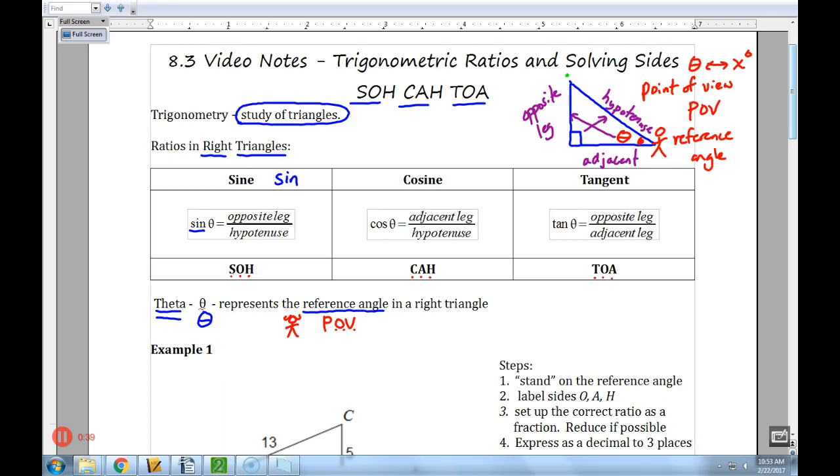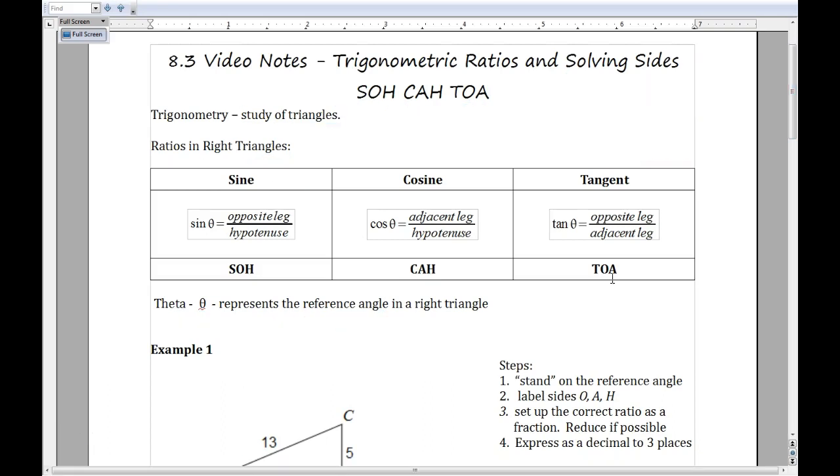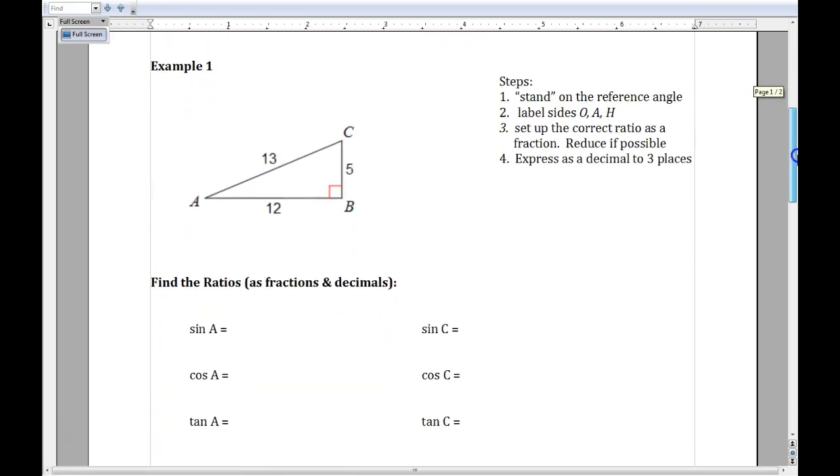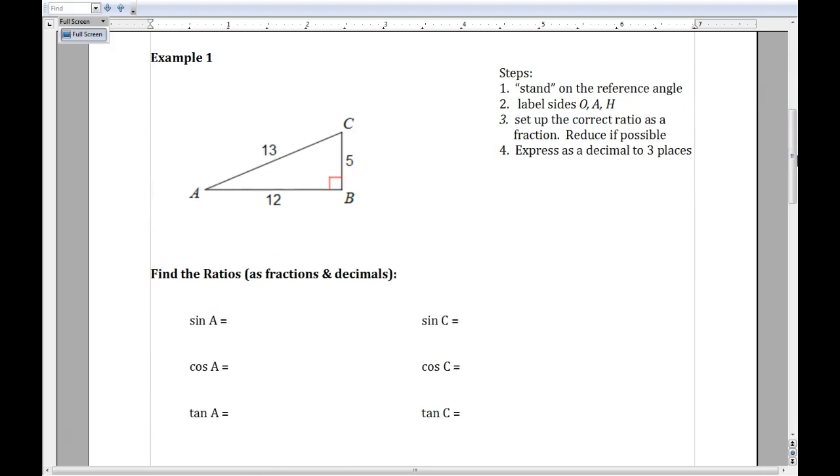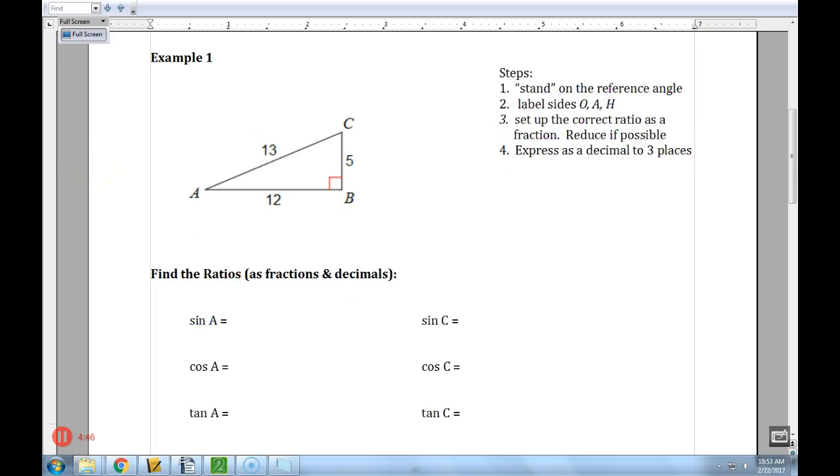So let's jump down and get into a few examples, and maybe this will make a little more sense. Going down here to example 1, they're asking me to find the ratios, both as fractions and as decimals, and we're always going to do these decimals to 3 places, which is tens, hundreds, thousands. So that would be the thousandth place. We're always going to do that to 3 places.